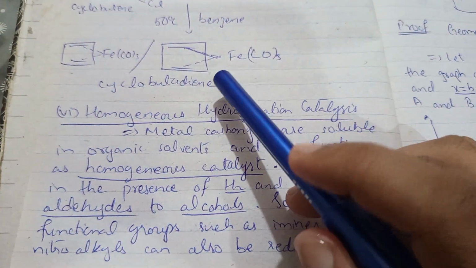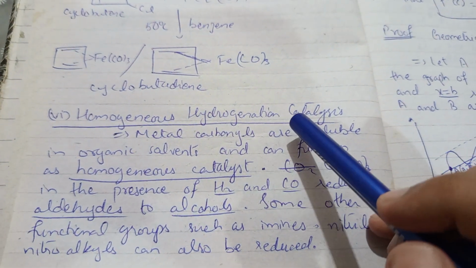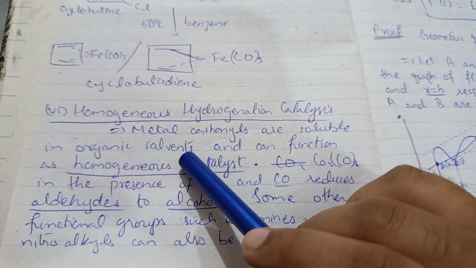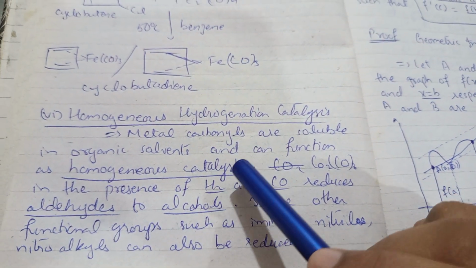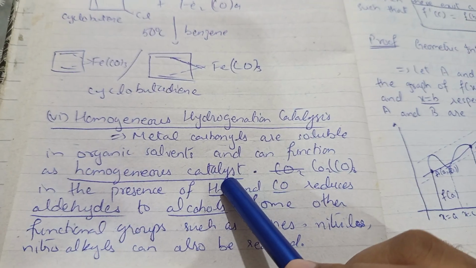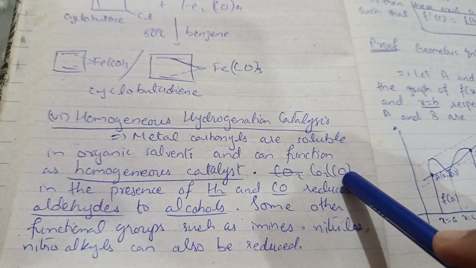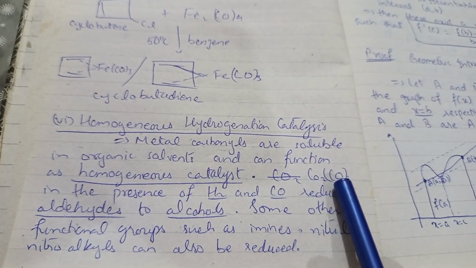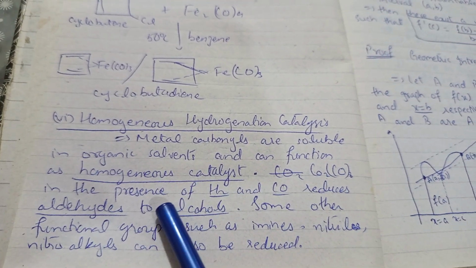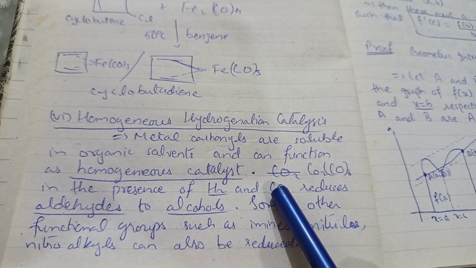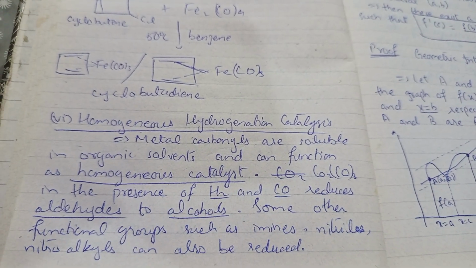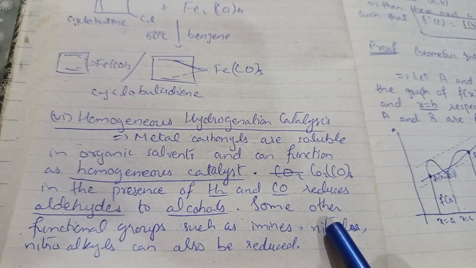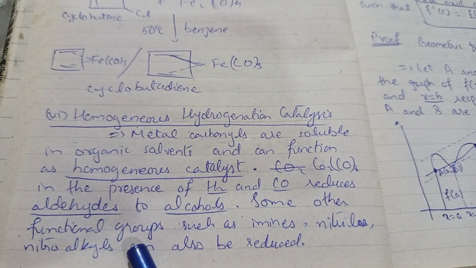And in the last, we have homogeneous hydrogenation catalysis. Metal carbonyls are soluble in organic solvents and can function as homogeneous catalyst. Co2(CO)8, keep in mind that this is cobalt and these are carbon oxygen, right? Co2(CO)8 in the presence of H2 and CO reduces aldehydes to alcohols. Some other functional groups such as imines, nitriles, nitroalkyls can also be reduced.